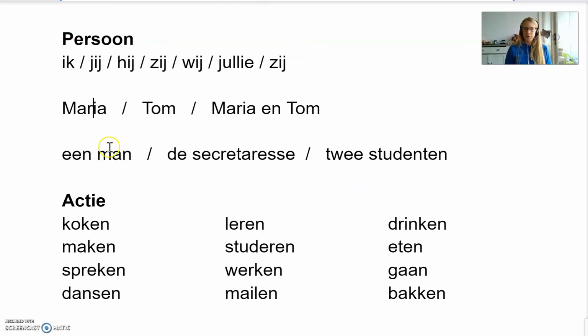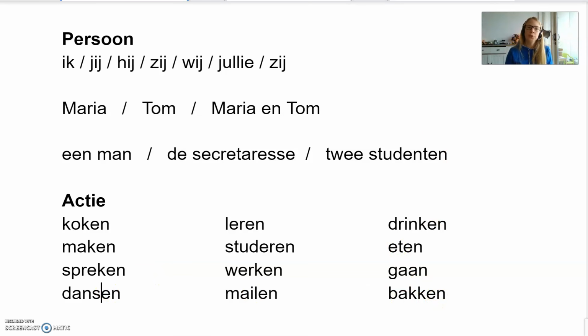And then we have a person and we need an action. A verb, action verbs. So cooking, making, speaking, dancing, etc. But you need to know how to make the root of the verb and how to conjugate it. So I have another video about this. And also some free materials to practice with it, exercises on my website, cleardutch.nl.